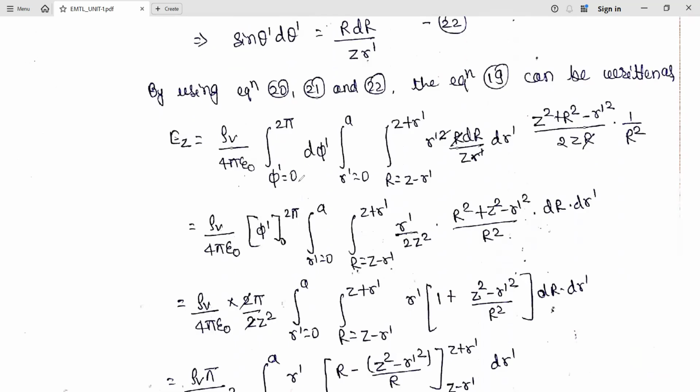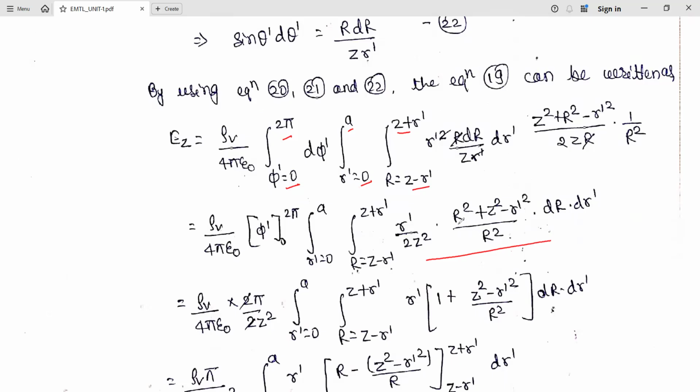So this phi is going to change from 0 to 2 pi. Radius r dash is 0 to a, since we have considered a sphere with a maximum radius of a only. And r has a range of z minus r dash to z plus r dash. After this, now we have to integrate. So theta dash is 0 to pi. Now in this part, you have to do the integration.